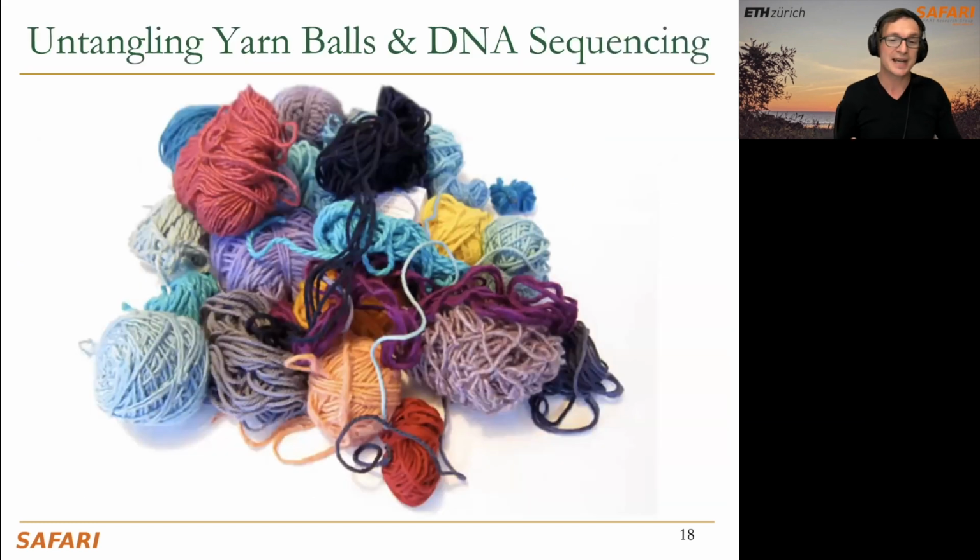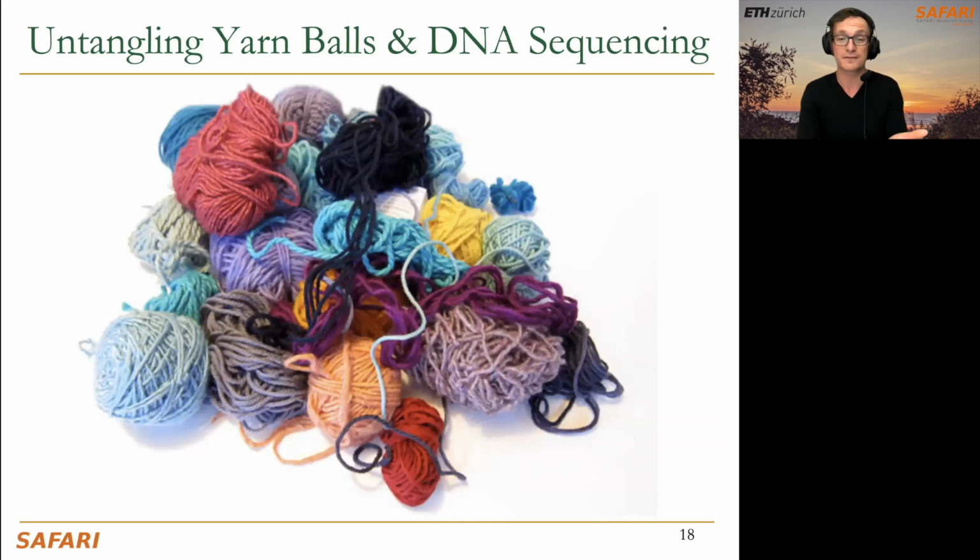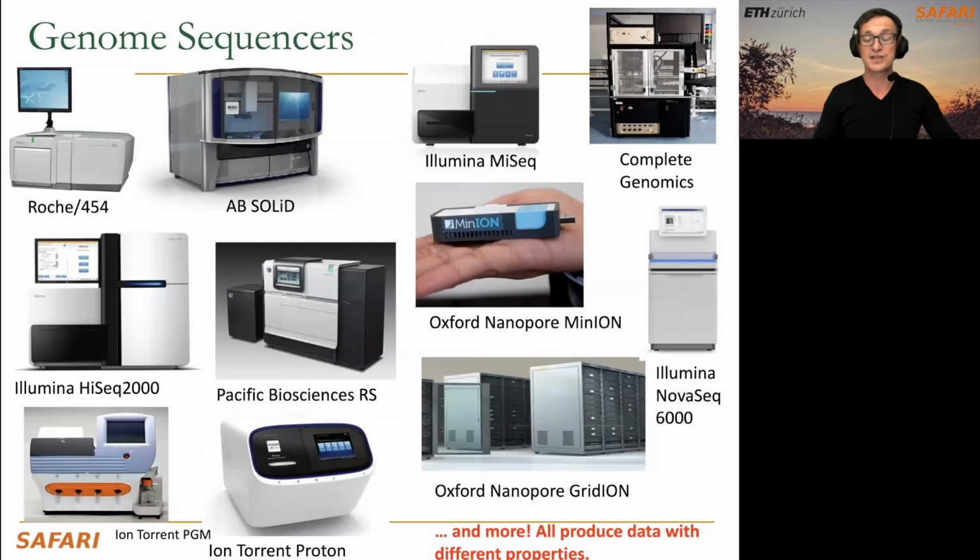I liken this to untangling yarn balls. You have these yarn balls that are different DNAs, and then you basically sample them and try to figure out what the organism is, for example, or what kind of yarn ball you're dealing with, and what kind of disease a particular organism is vulnerable to. And these are examples of genome sequencers today.